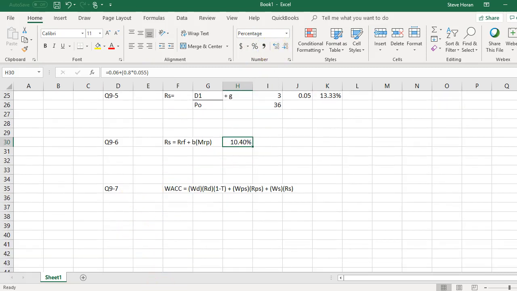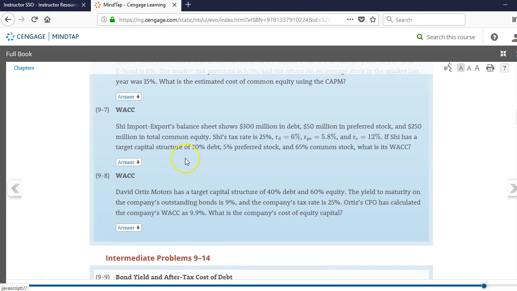one more that we'll do, question 7. So I'm going to put this one right here. And this is going to just take some information and compute what the WACC is. And notice what they're doing here. It says that we have debt is $300 million, $50 million preferred stock, $250 million in equity, tax rate of 25. They're giving us all the costs of each. R sub D is 6, R sub PS is 5.8, R sub S is 12. And it says the target capital structure is 35 and 65. What is the WACC? And again, they're giving us information that we just simply don't need.